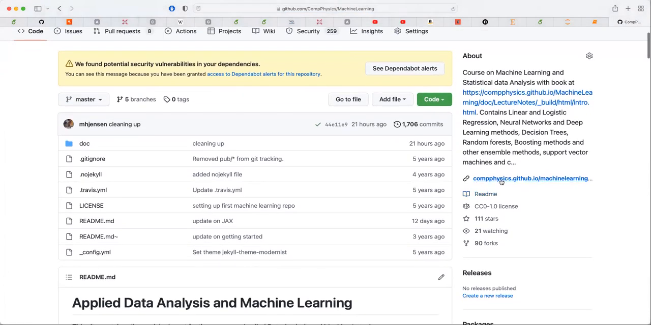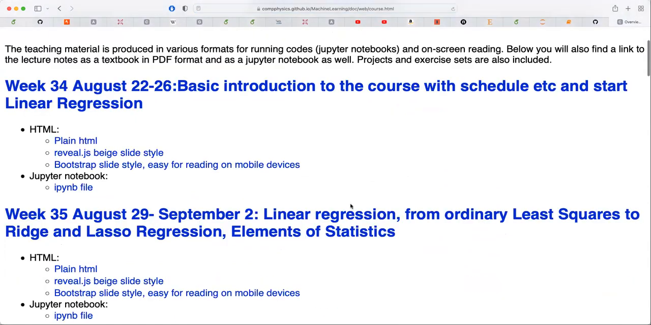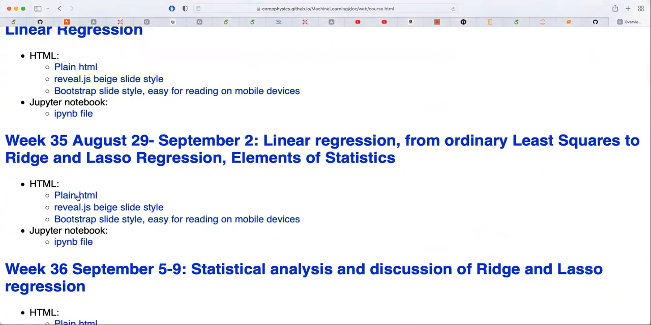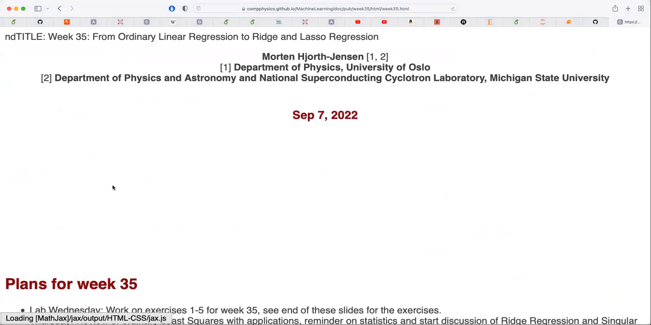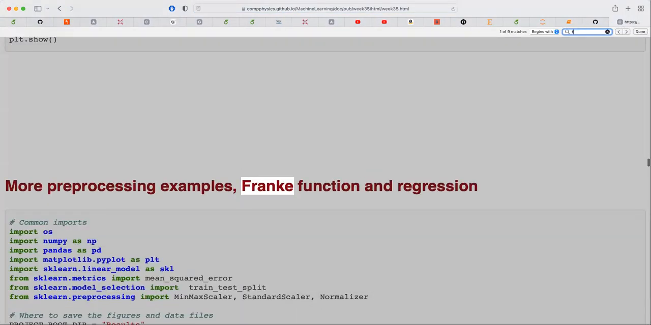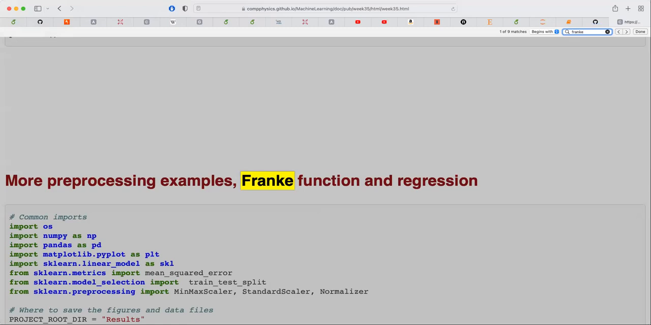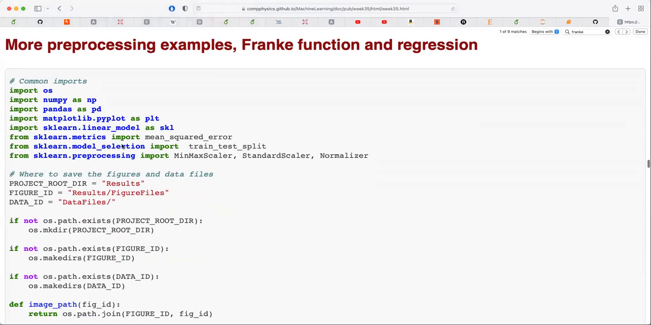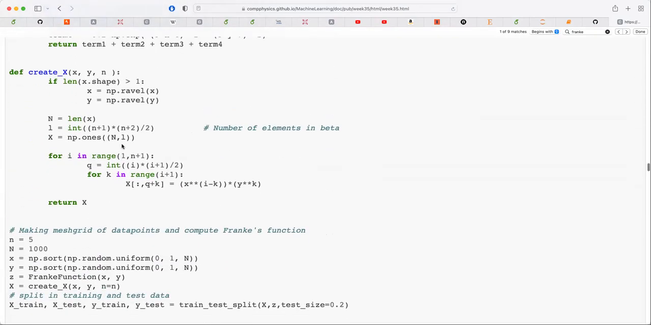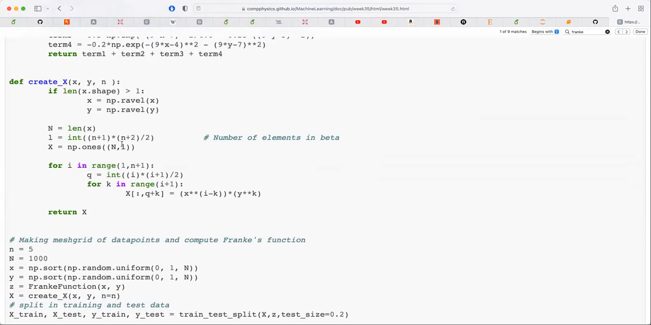So just one more hint for project number 1. If you go back to the slides from last week, there is actually an example on how to get started with coding this Franke function and how to create a 2-dimensional data set. So if you're a little bit in doubt on how to set up X and Y, take a look at that example from week 35.